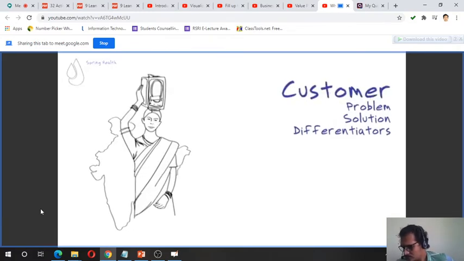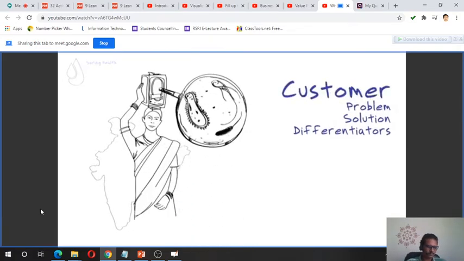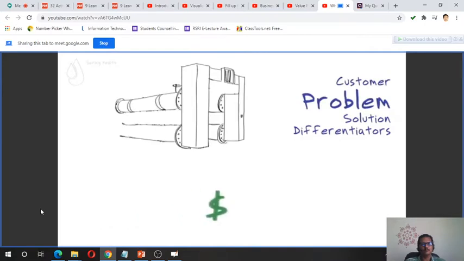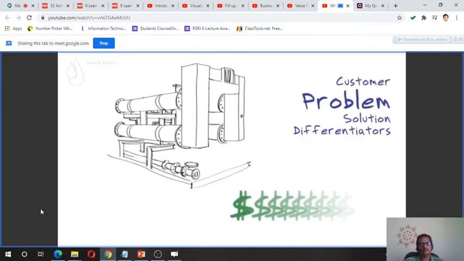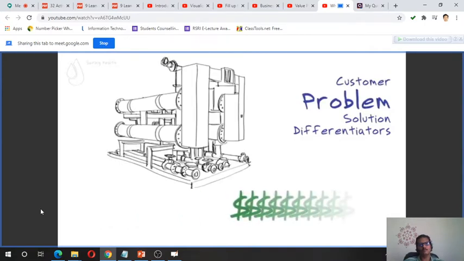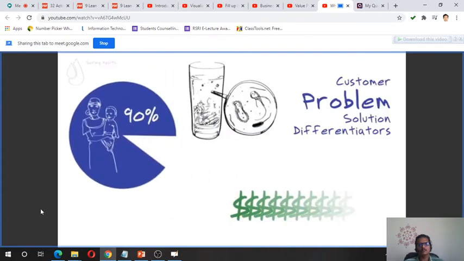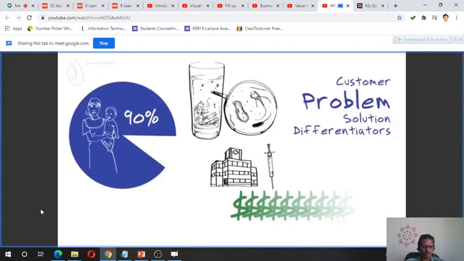First, the customers are rural villagers who have no reliable access to clean water. Second, the problem is that available solutions are too big and expensive relative to the demand of a smaller village. Because of this, 90% of families are drinking bad water, which makes them sick and requires costly doctor visits.